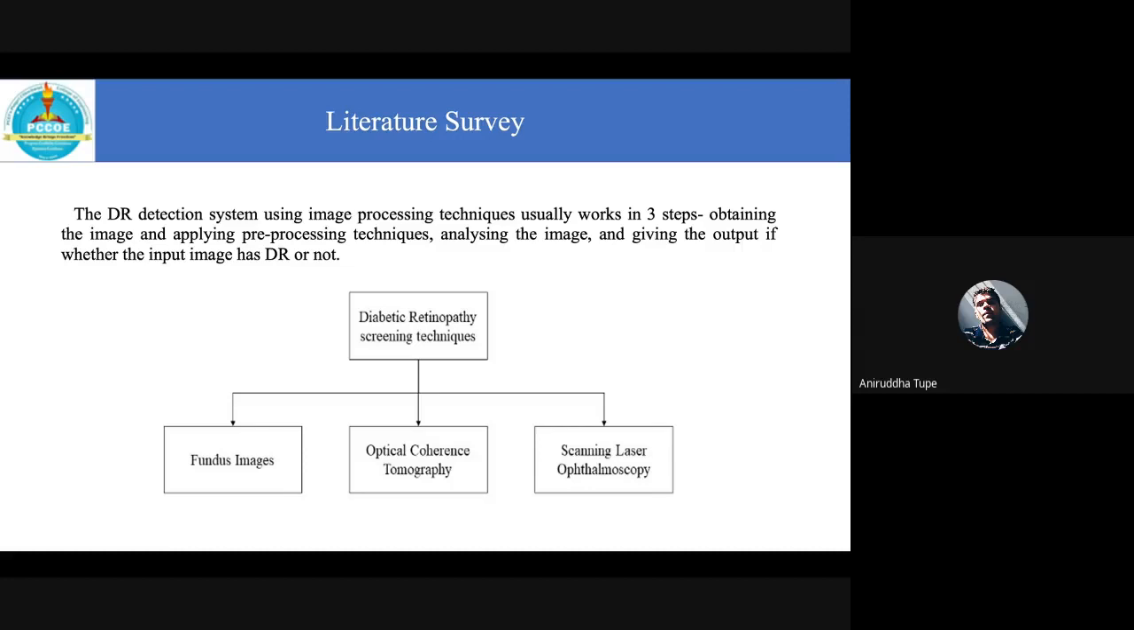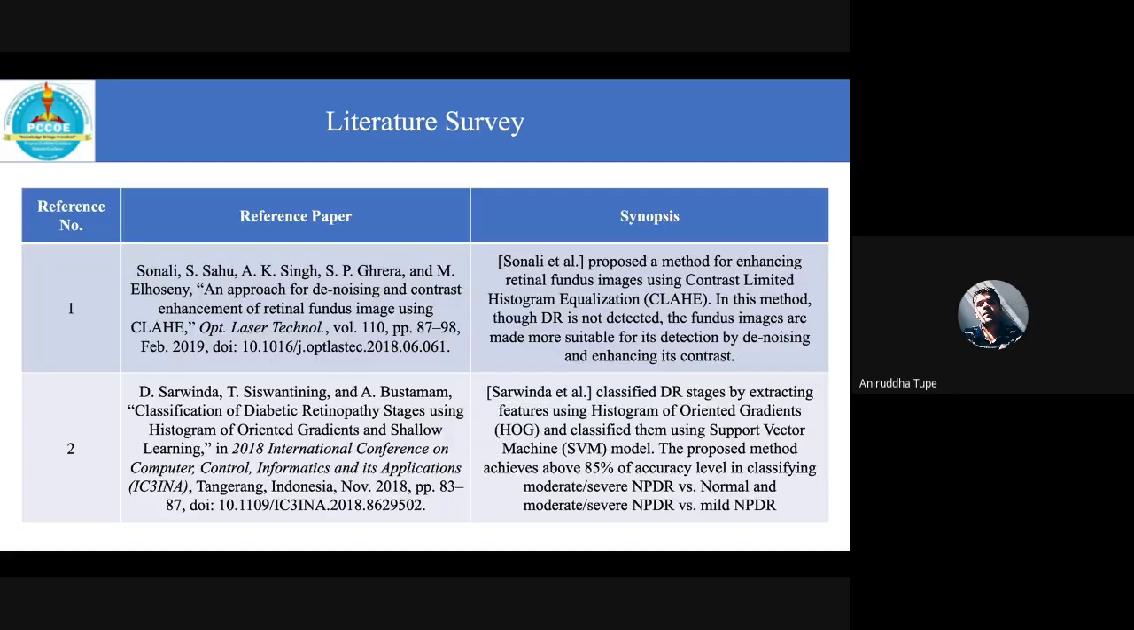The literature survey we have done for this project was mainly divided into three topics. First, diabetic retinopathy screening techniques using fundus images. Second is optical coherence tomography, and third is scanning laser ophthalmoscopy. Next slide, please. So the first paper was by Sonali.